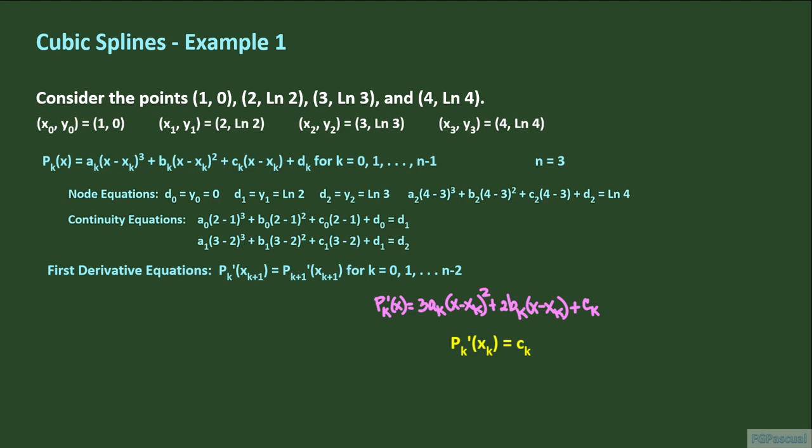This time, we can use the continuity equations as a template for the left side of the first derivative equations. We merely have to change the coefficients, retain the c sub k terms, leave out the d sub k terms, and decrease the exponents by 1.